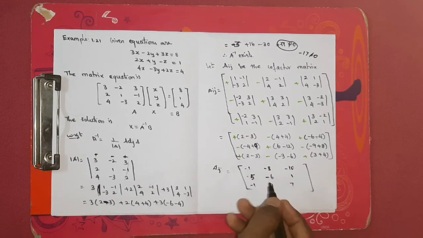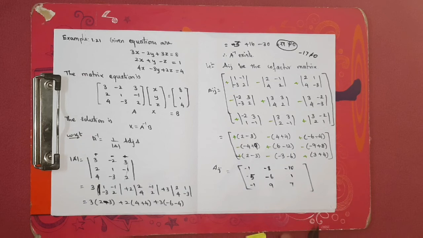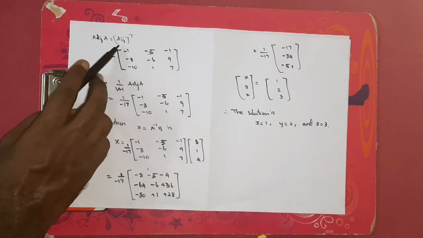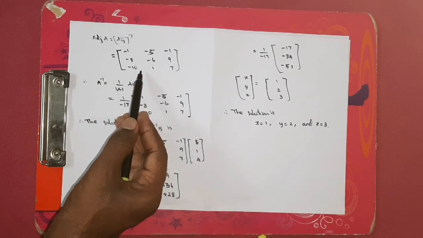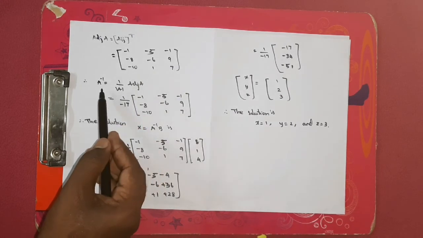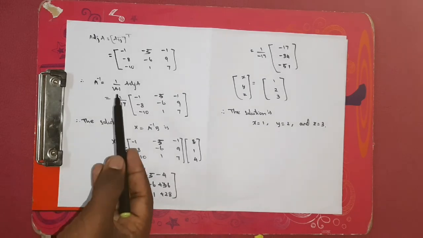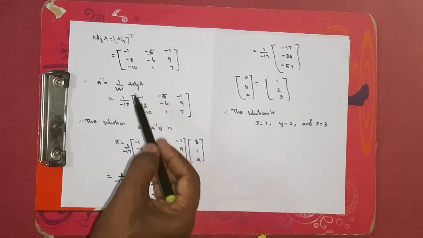So this is going to be the Aij: minus 1, minus 8, minus 10, minus 5, minus 6, 1, minus 1, 9, 7. Now for that Aij, if you take the transpose you get the adjoint of A. So I have taken the transpose, this is the adjoint of A. Now use the determinant of A value and the adjoint of A value in A inverse, because the A inverse formula is 1 by determinant of A into adjoint of A. So 1 by minus 17, the adjoint of A matrix.